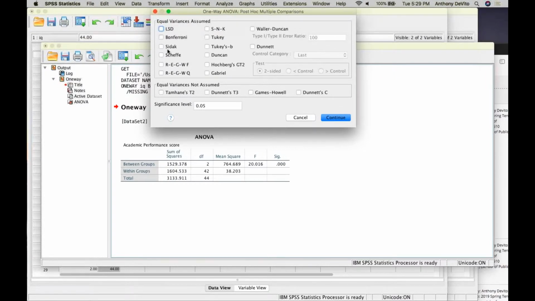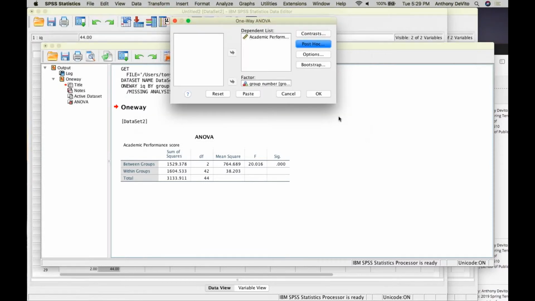So let's see, what am I going to use here? Well, there's a number of them. There's two that are the most popular, Bonferroni and Tukey. There's different styles of tests. I'm just going to pick Bonferroni. That happens to be a relatively conservative one. I'm going to say continue.